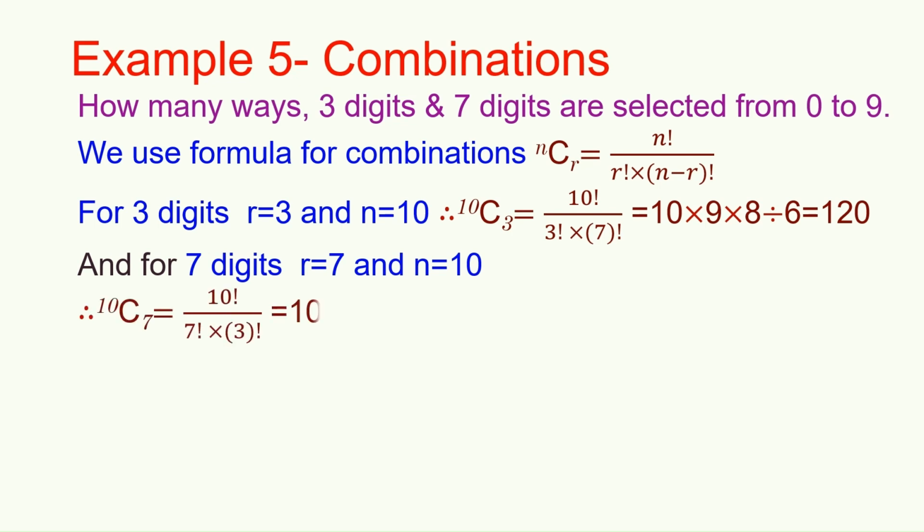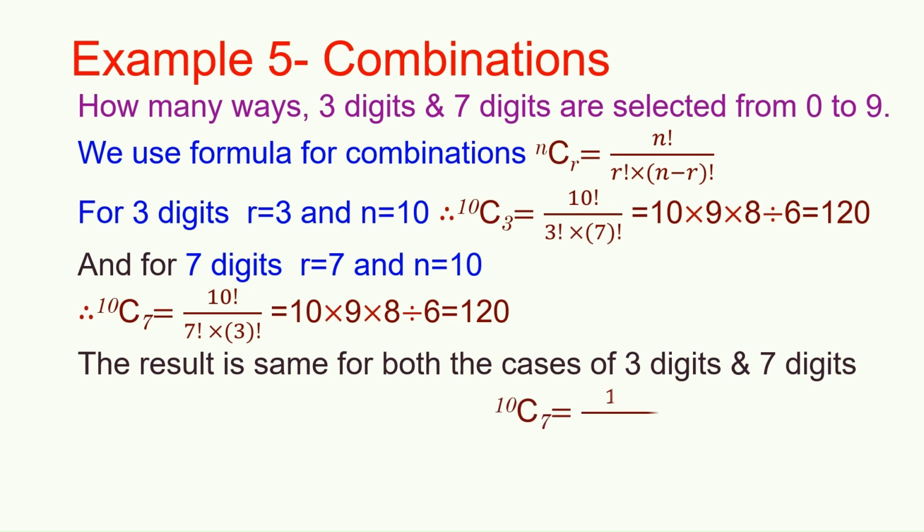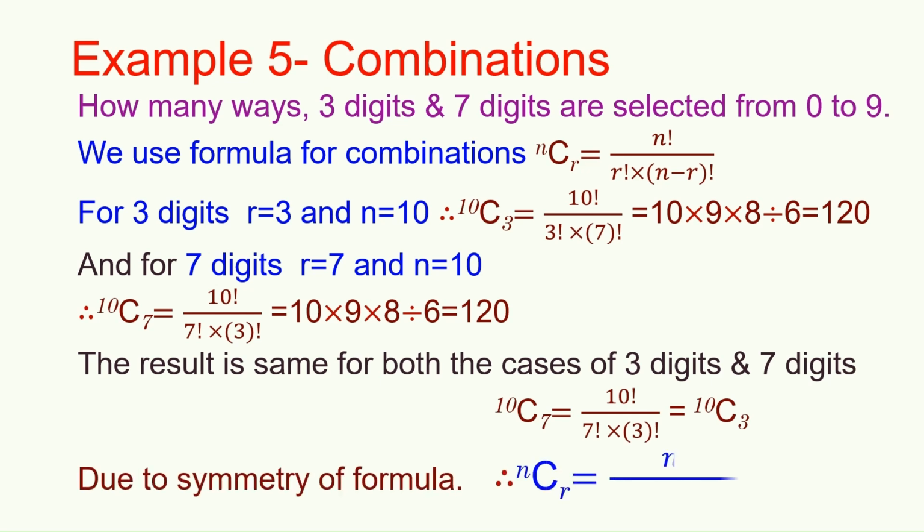For 7 digits, n equals 10 and r equals 7. Therefore 10C7 equals factorial 10 divided by factorial 3 times factorial 7, which is equal to 120. The result is the same for both the cases of 3 digits and 7 digits. So 10C7 equals 10C3. Due to the symmetry of the formula, nCr equals nC(n minus r).